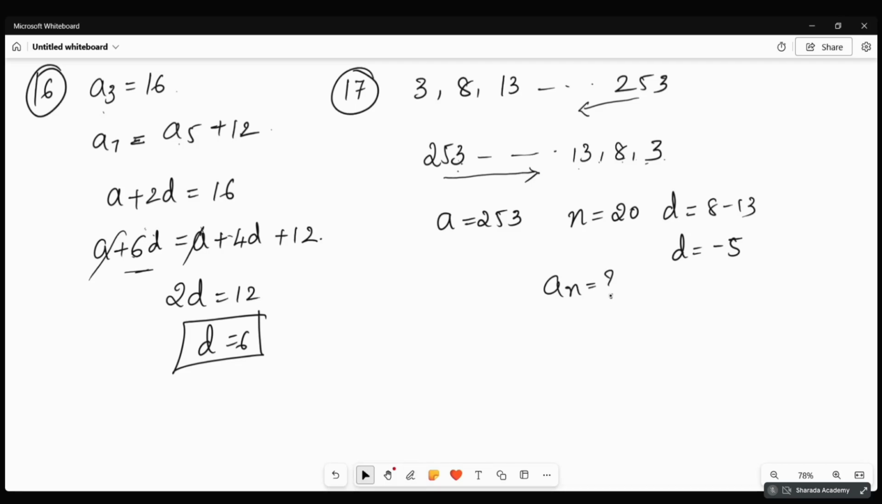Now calculate. From the end you have to calculate, so what we will do, we will reverse the AP itself and you will get it from the last. D is minus 5 because it is 8 minus 13. No, no. The AP itself we have reversed.